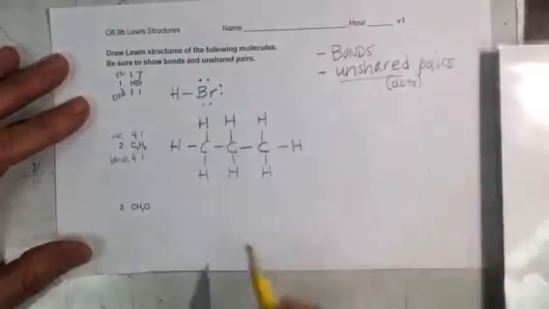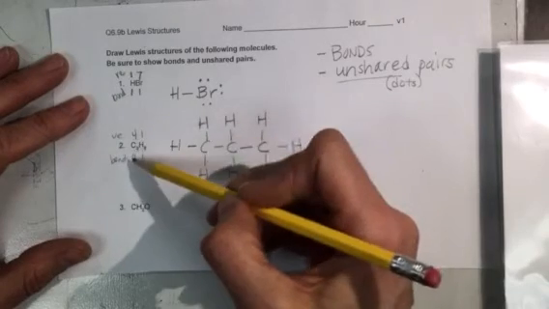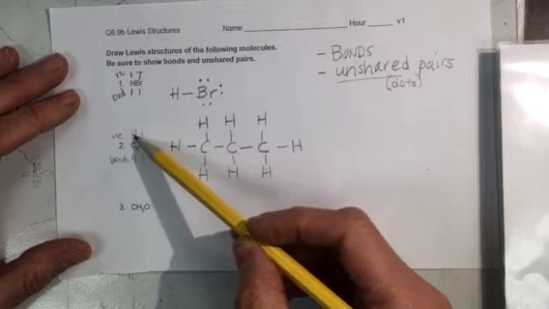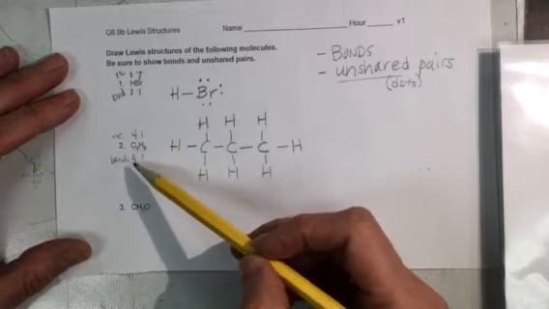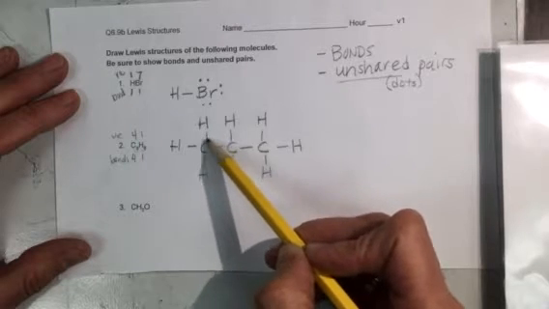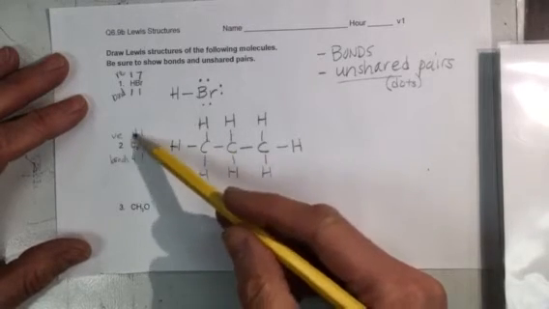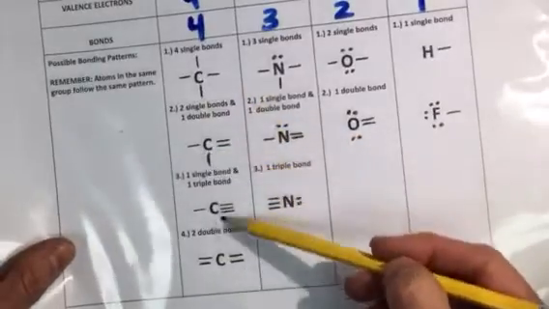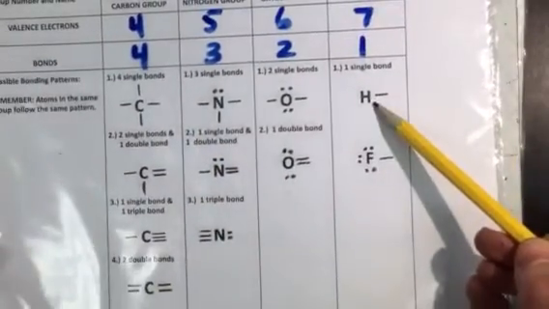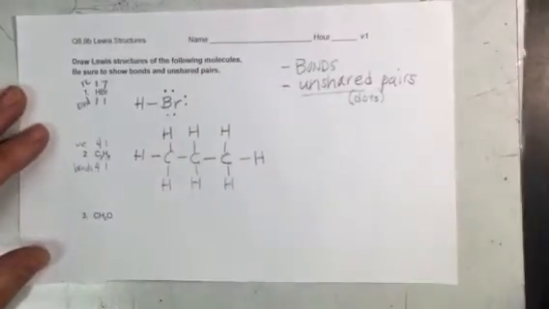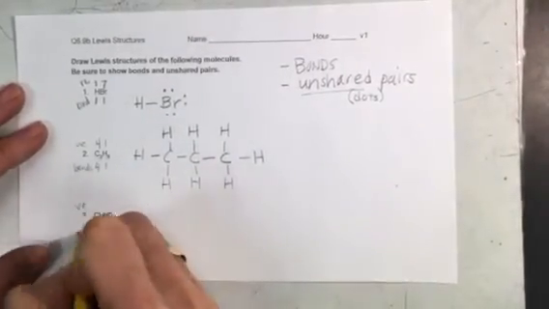Now I check unshared pairs. When the number of valence electrons matches the bond number, then there's no unshared pairs because all of the valence electrons are being shared in the bonds. 1, 2, 3, 4 valence electrons shared in the 4 bonds. So no dots, no unshared. And 1, 1, no unshared. Another way to check, do you ever see dots on any of these? No. But here and here, no. So that one's good.